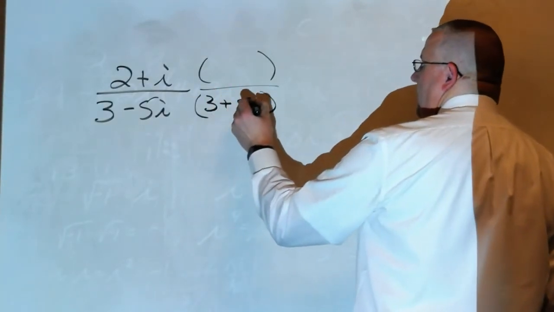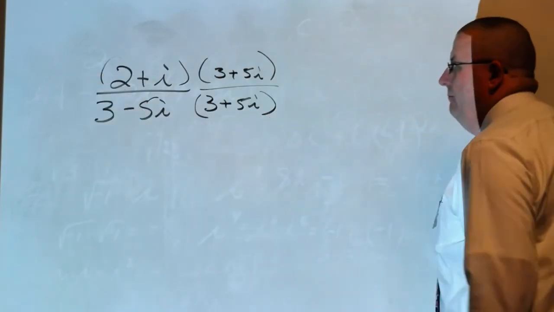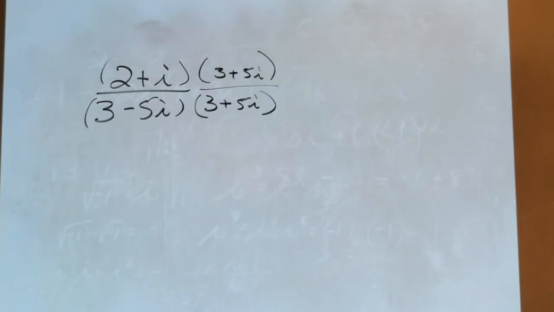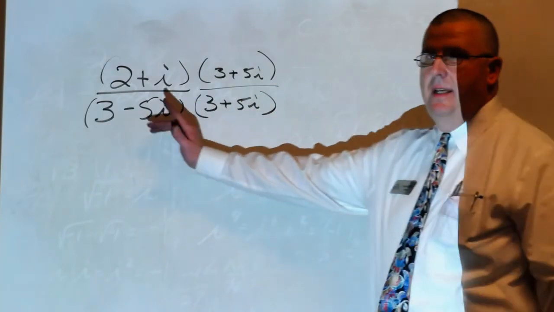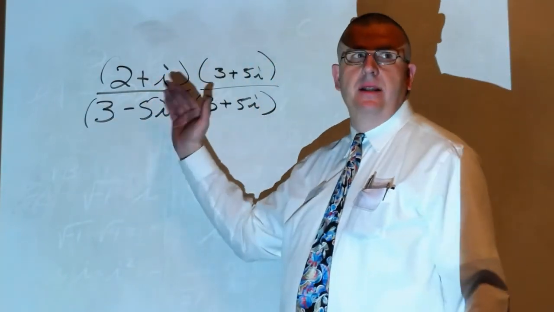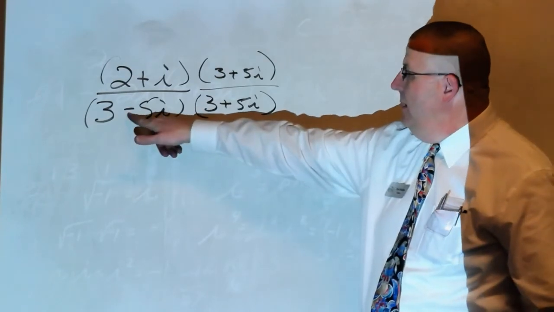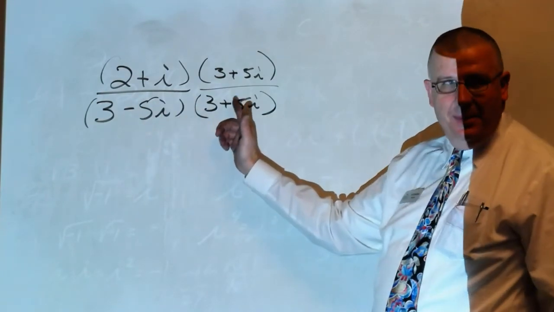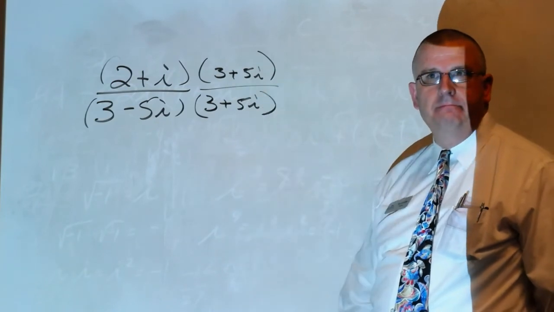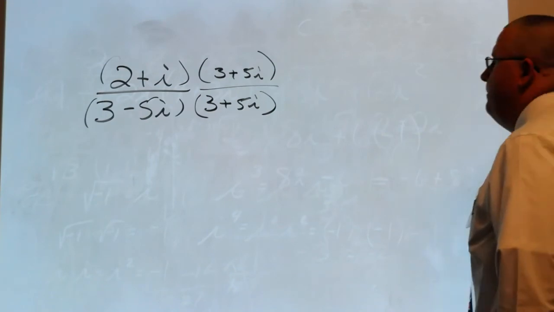3 plus 5i. You with me? Remember when the conjugate was something minus a radical? We had something plus. If it was something plus, we had something minus. The conjugate is always going to be the same thing, except the middle term will be the opposite sign.